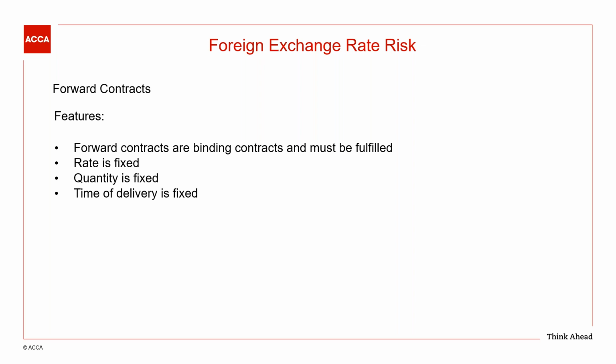This is one of the drawbacks or limitations of a forward contract. So there's a fixed rate, there's fixed quantity, and there's fixed date of delivery. Even if the date changes for the payment of those $1,000 by the company, it cannot change the date of the forward contract entered with the bank.